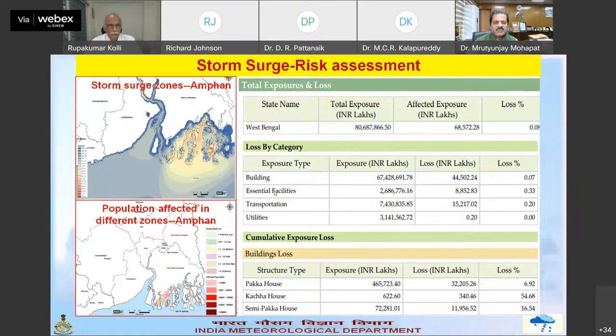And accordingly, the different structures, facilities and utilities which are exposed to the storm surge that was predicted, and that information is available to the government and other agencies to take action.